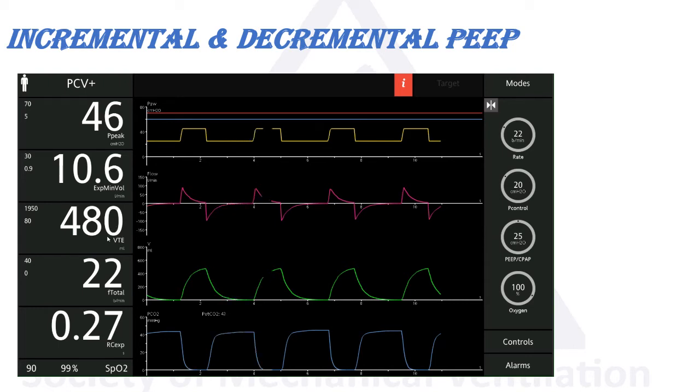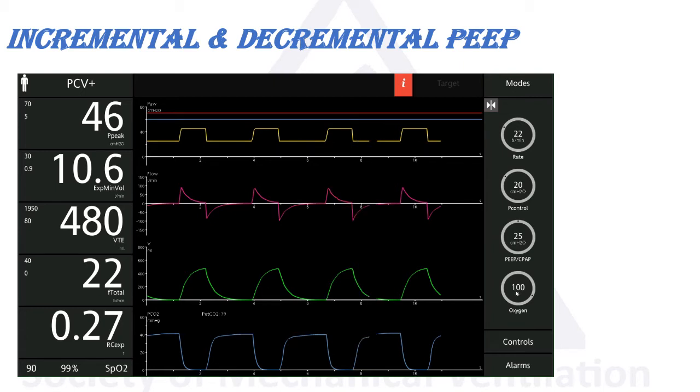And if you want to calculate the compliance in this example, we're in pressure control, so the tidal volume is 480. The plateau is pretty much here, 46 over 25, so 480 divided by almost 21, it's about 24 milliliters per centimeter of water. Okay, let's go down more on the PEEP.